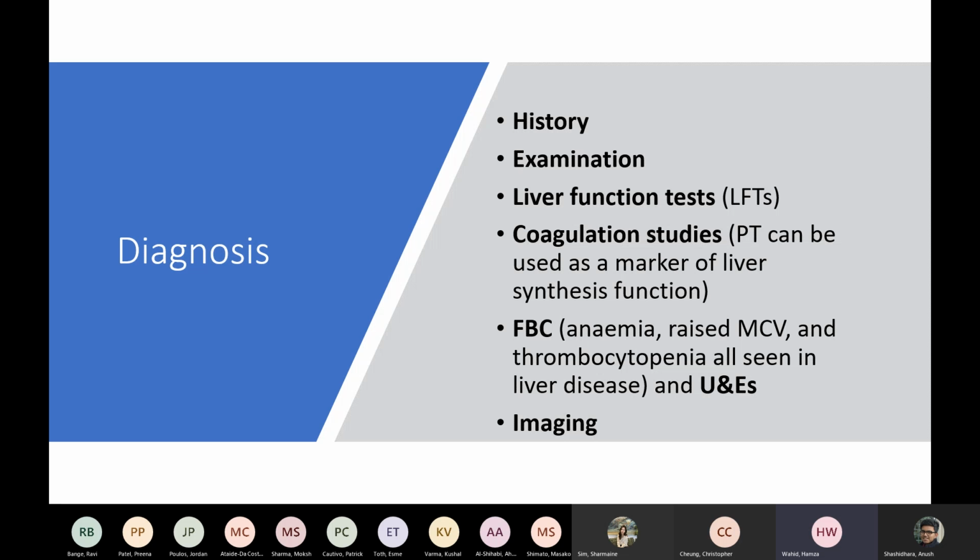Right, let's move on to the diagnosis of jaundice. So, in terms of why it's happening, when you are trying to figure out why someone has jaundice, what kind of tests will you do? What will be involved in your diagnostic procedures?